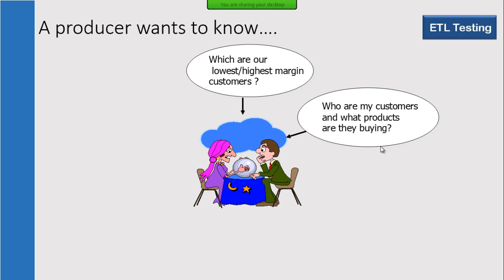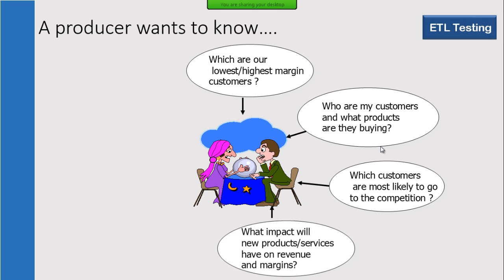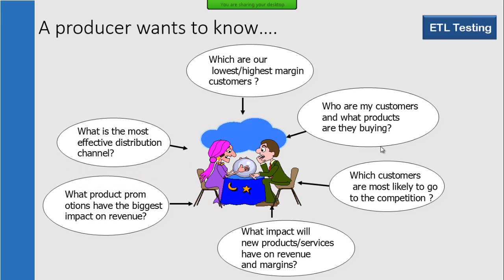Who are my customers and what products are they buying? He wants to know the customers and the products that they are buying. Which customers are most likely to go to the competition? Interesting. What impact will new products or services have on revenue and margins? He wants to introduce new products, so what will happen to his revenue? What product promotions have the biggest impact on revenue? New product promotions. What is the most effective distribution channel?